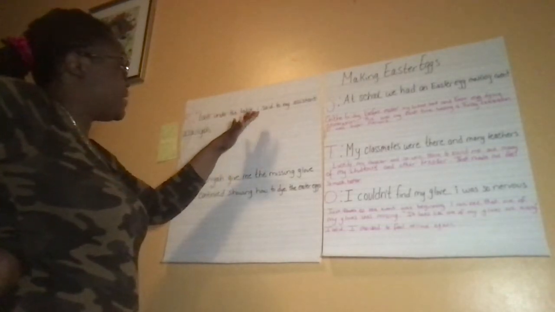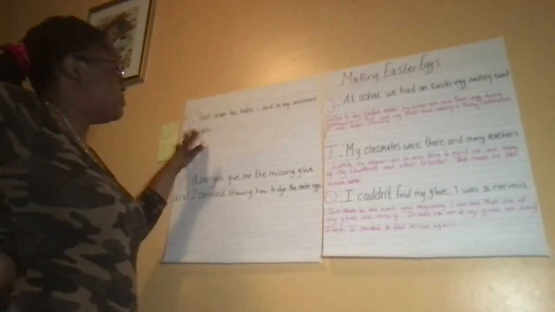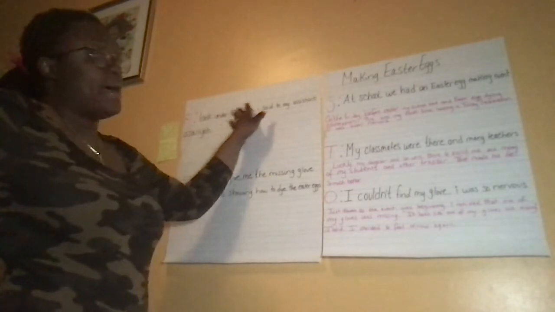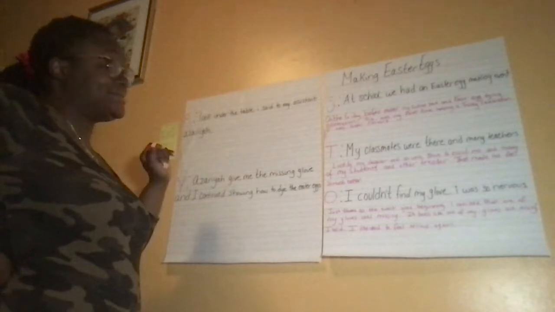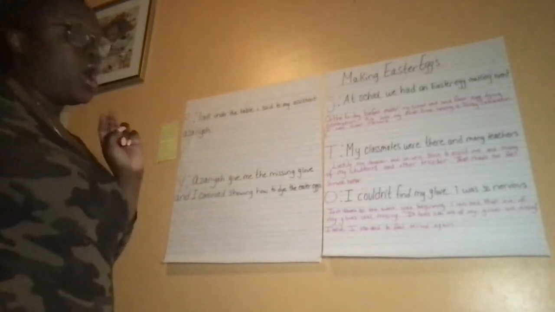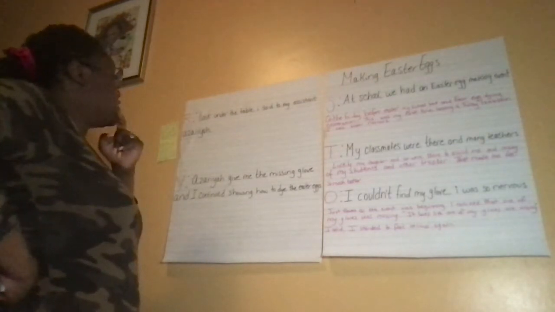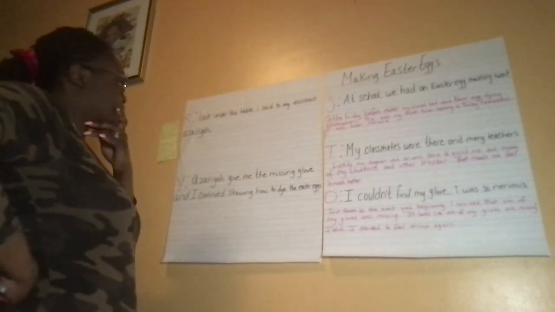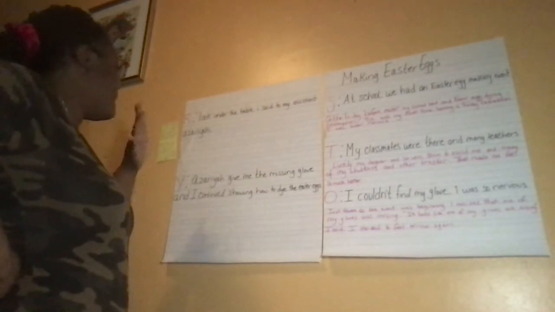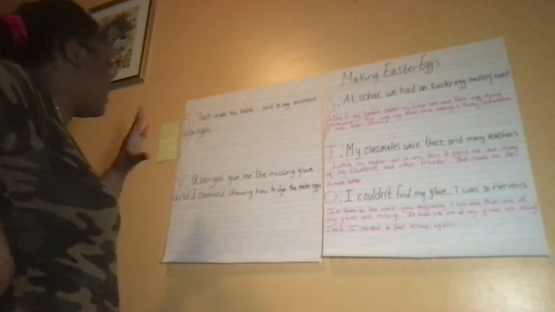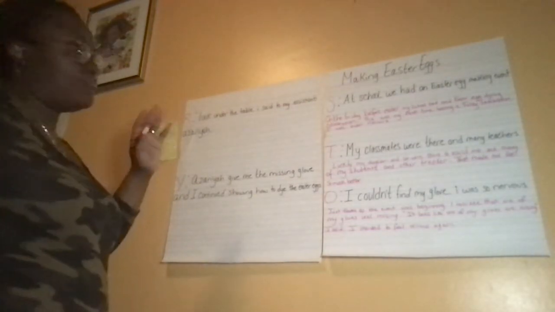Look under the table, I said to my assistant, Azaria. So this is, of course, my first draft. I told my assistant, Azaria, remember my son and my daughter were my two assistants. So I said to my daughter, look under the table. And I want to change that around a little bit.